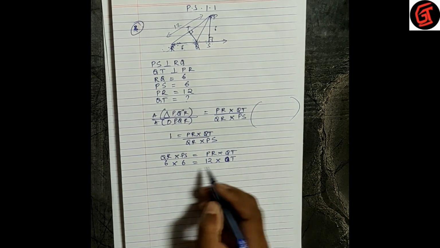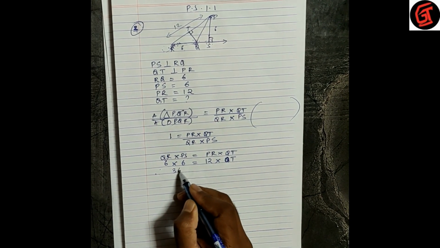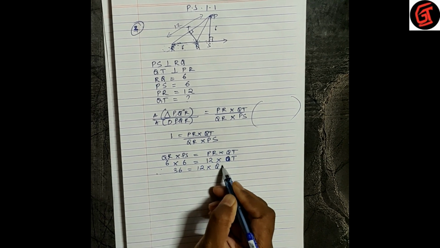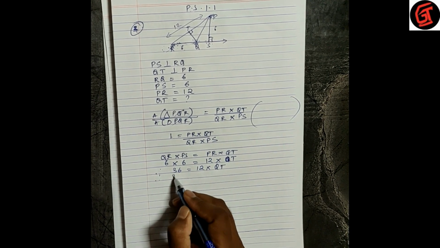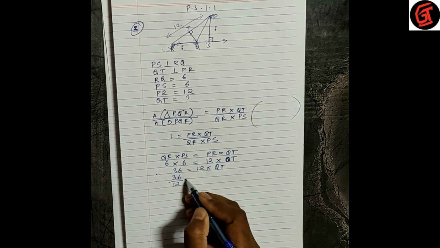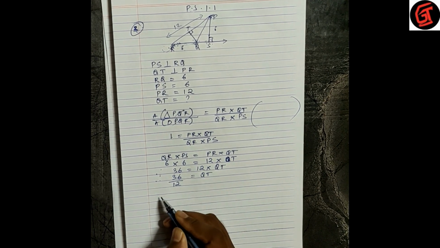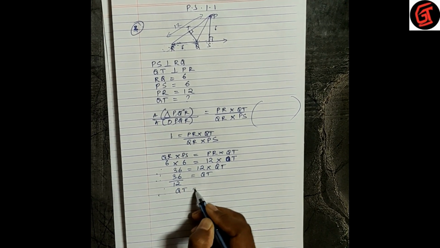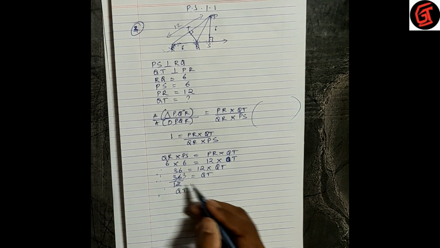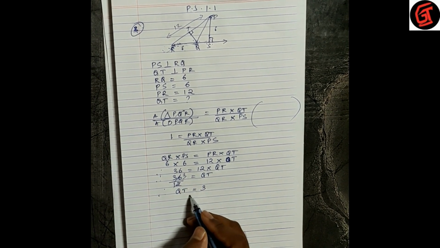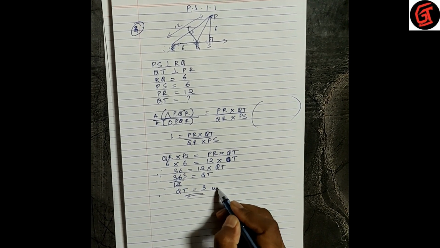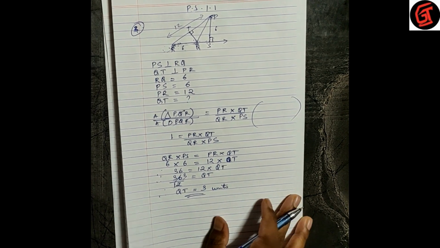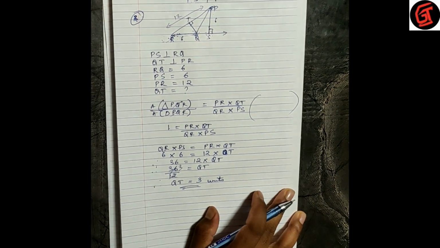Okay, so simple. So therefore 6 × 6 is 36, equal to 12 into QT. So therefore 36 divided by 12 is equal to QT. Therefore QT is equal to 12 into what is 36? 3. So therefore QT is equal to 3, either keep it as 3 or we write 3 units. So I hope you all understood this sum also.